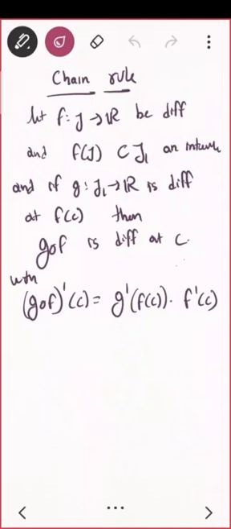Yeah, so let f be a function that is differentiable and... yeah, got it.